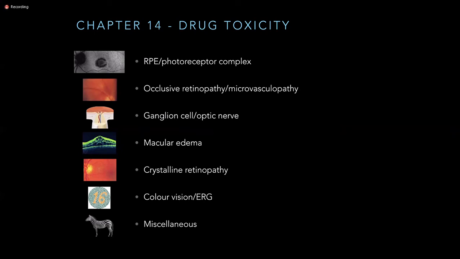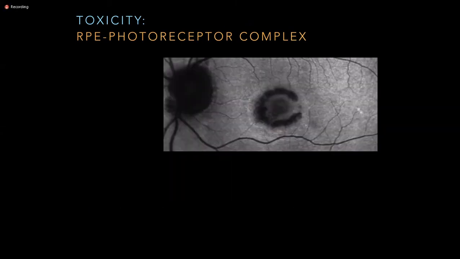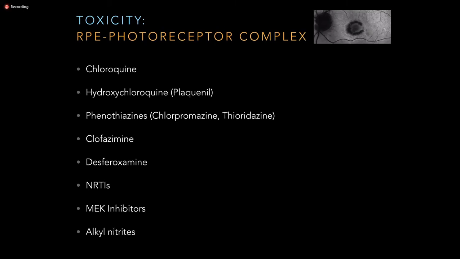So first, RPE and photoreceptor complex toxicity. The drugs that are talked about in this chapter are chloroquine, Tylenol, phenothiazines, clofazimine, deferoxamine, NRTIs, MEK inhibitors, and alkyl nitrite.